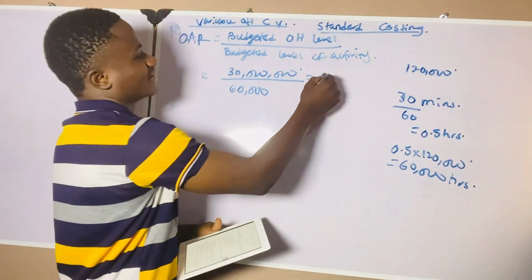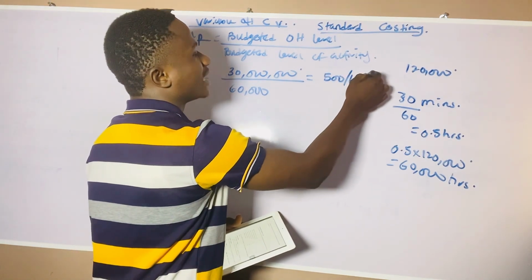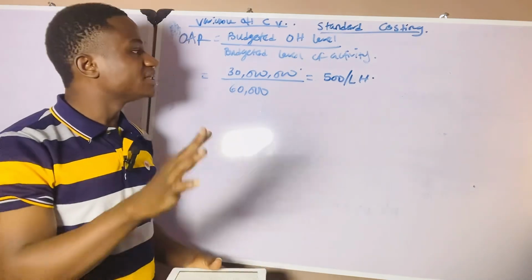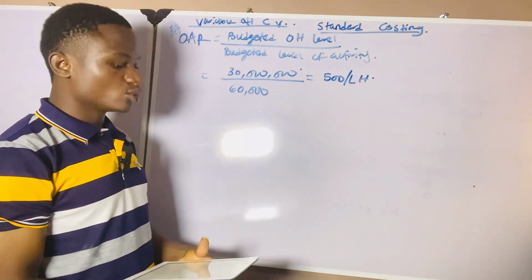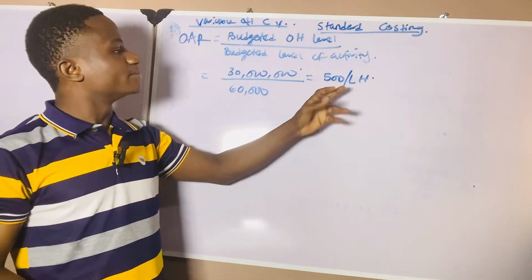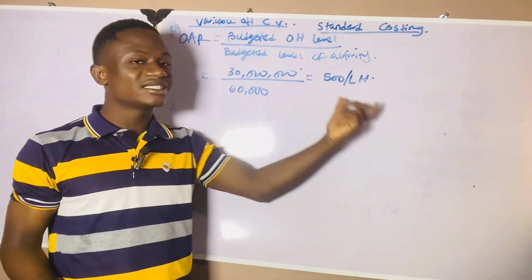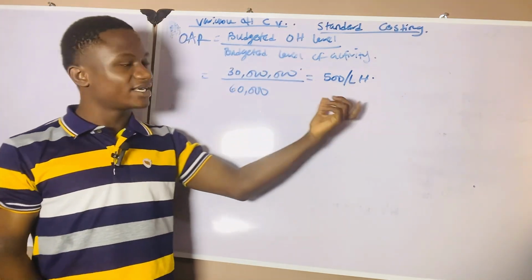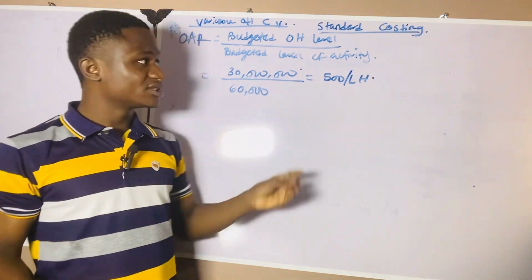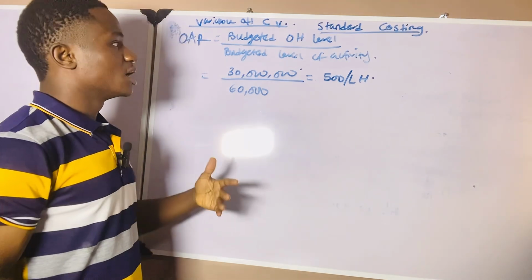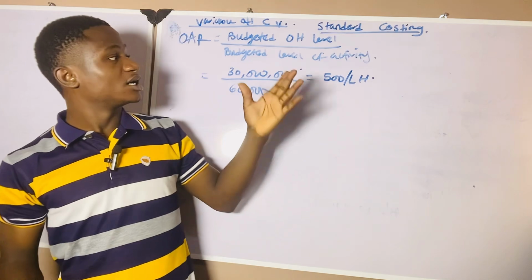So that will give me 500 naira per labor hour. My variable overhead should be absorbed at 500 naira per labor hour. That means that in one labor hour, 500 naira of variable overhead will be absorbed. This is what it means: 500 per labor hour. So now let us proceed to calculate our variable overhead expenditure variance and our variable overhead efficiency variance.